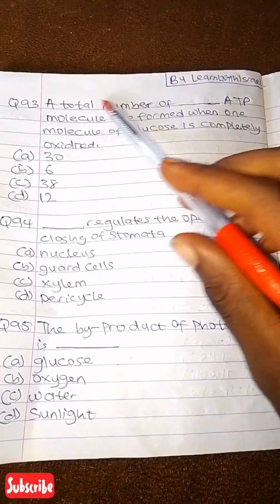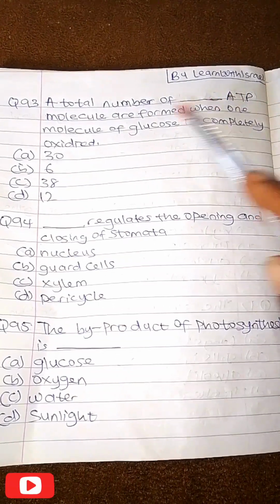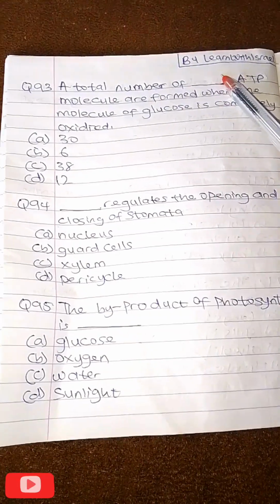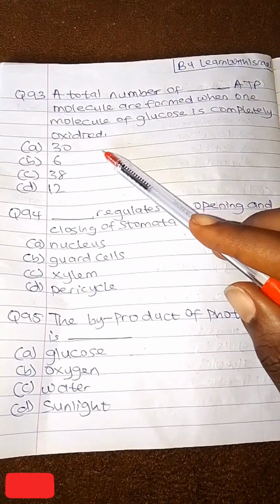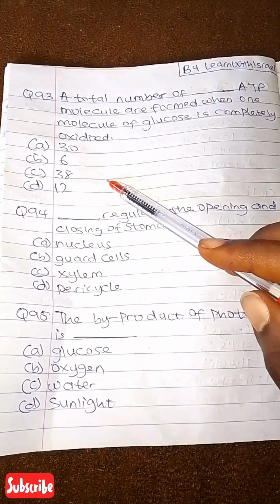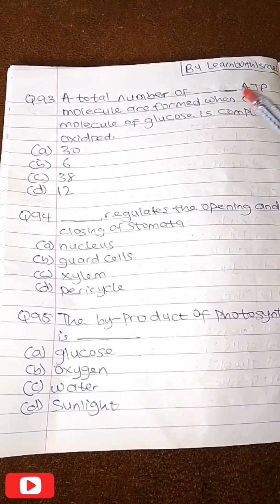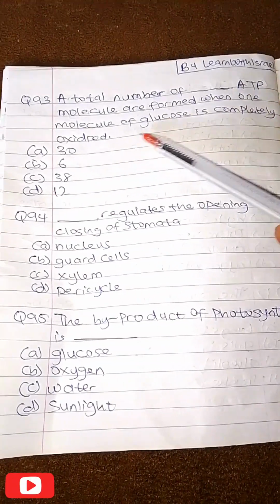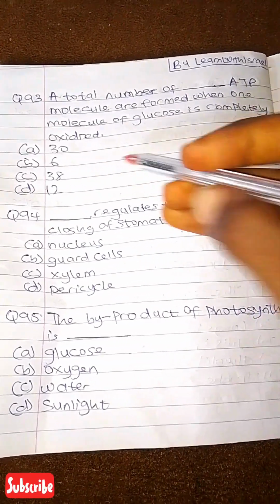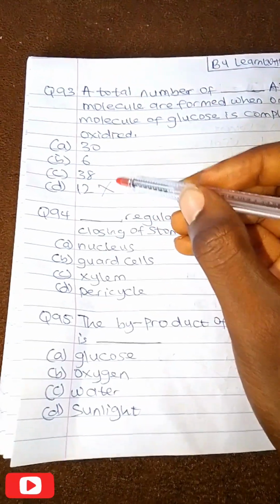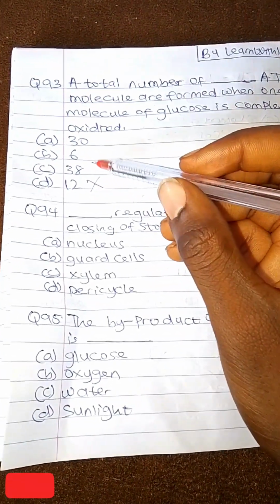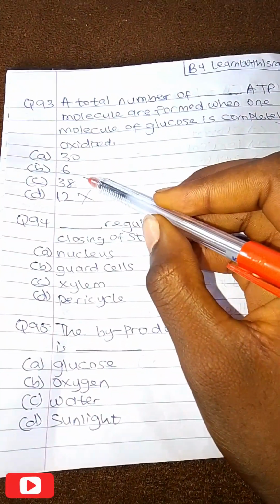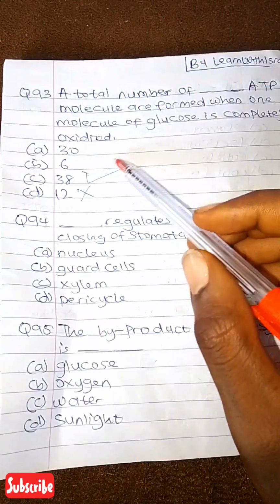Question 93. A total number of dash ATP molecules are formed when one molecule of glucose is completely oxidized. A. 30, B. 6, C. 38, D. 12. So what is the total number of ATP molecules that are formed when one molecule of glucose is completely oxidized? Let's start from option D. 30 is incorrect, while 38 is the total ATP formed from complete oxidation of glucose. So option C, 38, is the correct answer.